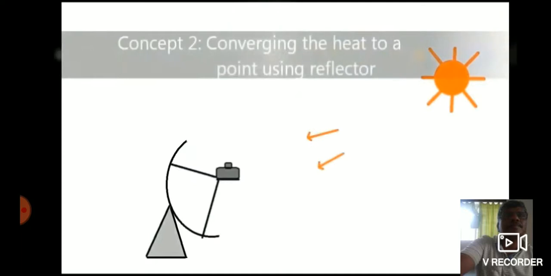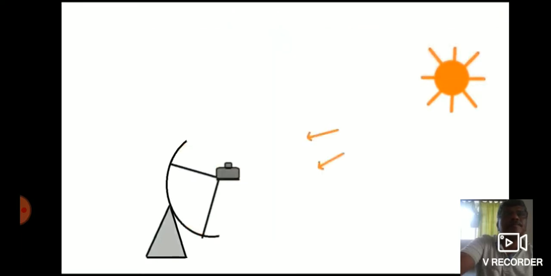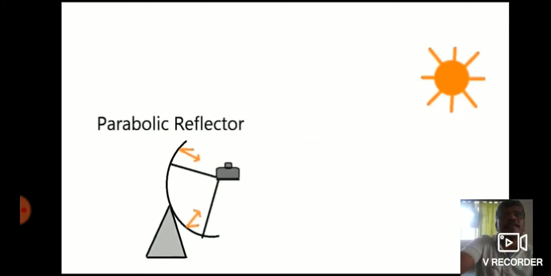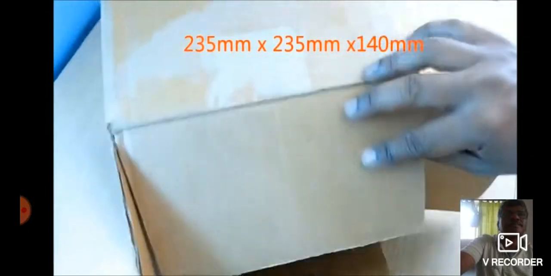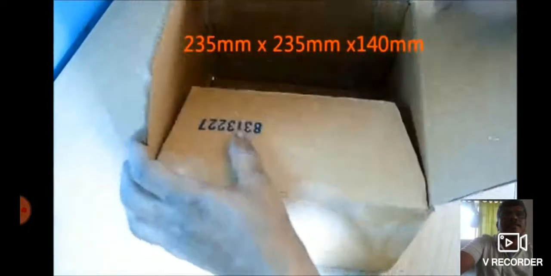In a parabolic type, the heat gets concentrated to a single point where the cooking utensils are kept. It gets heated up and cooks the food. Here, the rays are reflected. We are going to make a box type. For this, you need a small box like this.